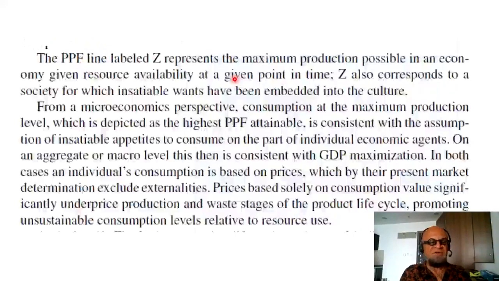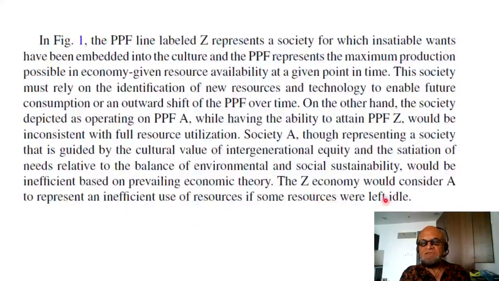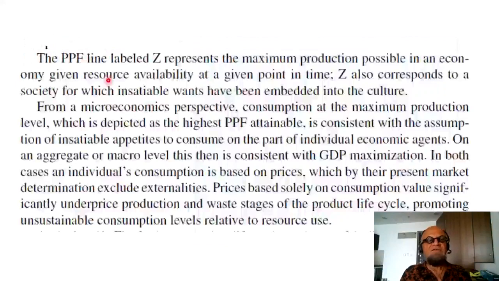So extreme cases, but you understand the point. Prices based solely on consumption value. Sorry, did I go in the wrong direction? Yes, I did. So Z economy would consider A to represent an inefficient use of resources if some resources were left behind, left aside. The PPF line labeled Z represents the maximum production possible in an economy given resource availability at a given point in time.